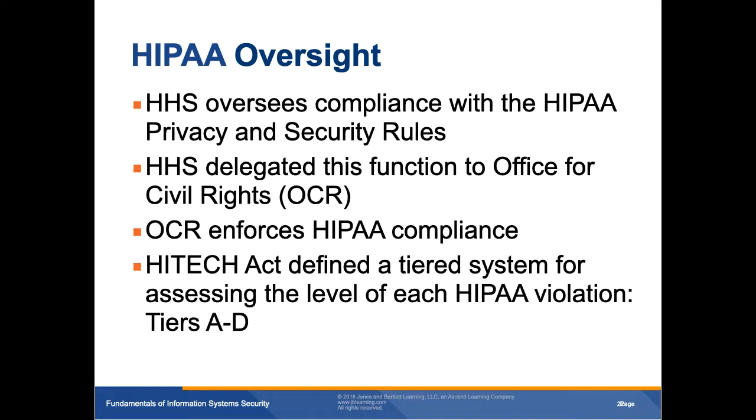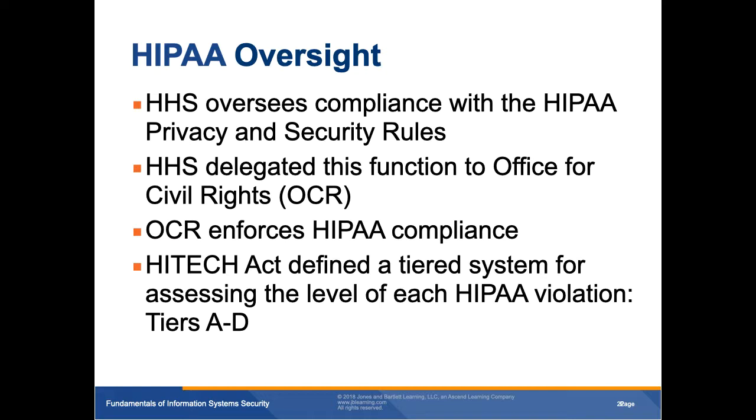Tier A represents violations for which the offender didn't realize that he or she violated the act and would have handled the matter differently if he or she had. The result is a $100 fine for each violation, and the total imposed for such violations cannot exceed $25,000 for the calendar year. Tier B, for violations due to reasonable cause but not willful neglect, results in a $1,000 fine for each violation, and the fines cannot exceed $100,000 for the calendar year.